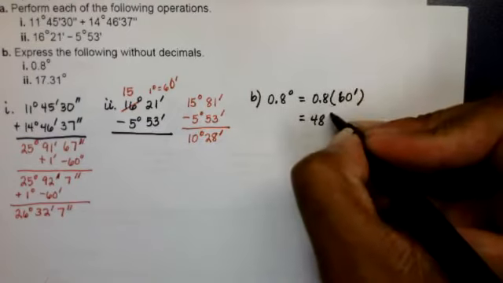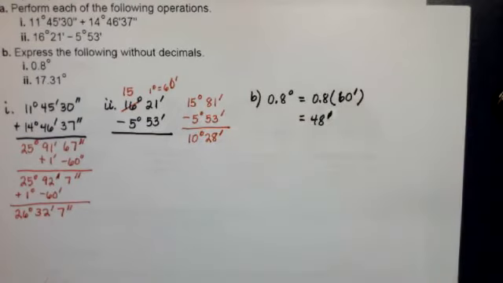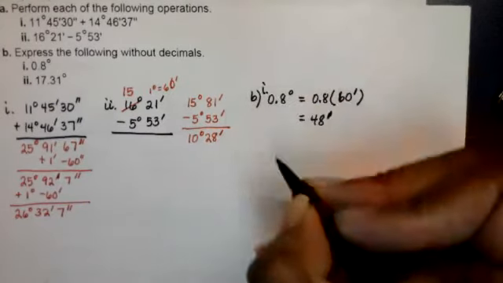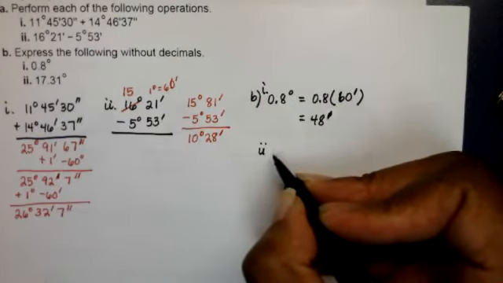So 0.8 degrees converts to 48 minutes. And that's as far as we'll go with that problem. And that's part 1.